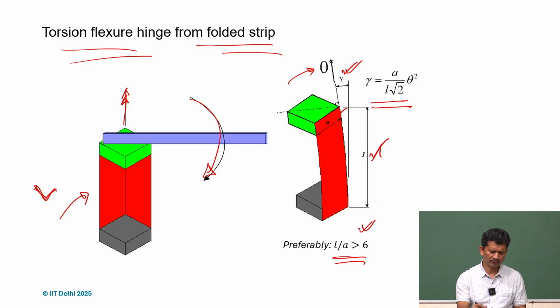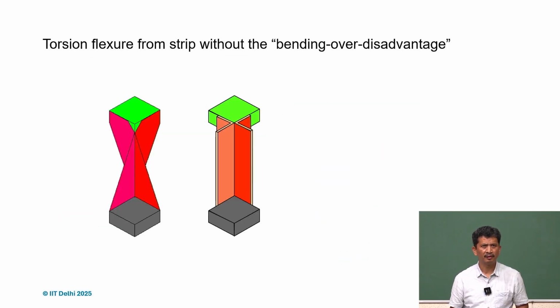At the same time, of course, we are still looking at smaller deflection, so this theta will be limited. We are not looking for very large deformation. So these things will be valid only for very small angles. So this can be used as a torsionally compliant member.